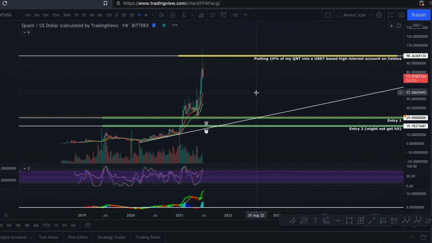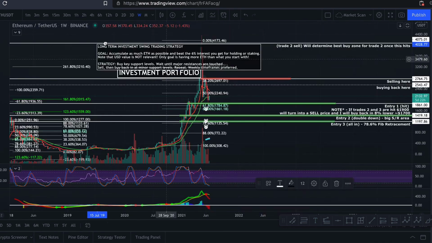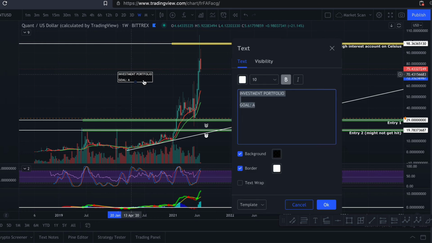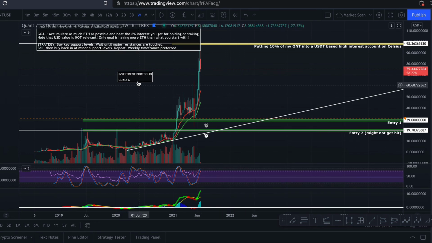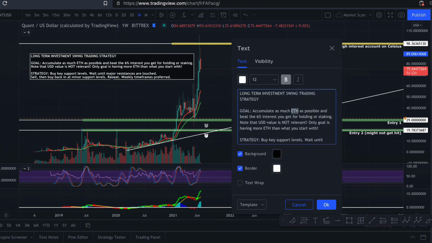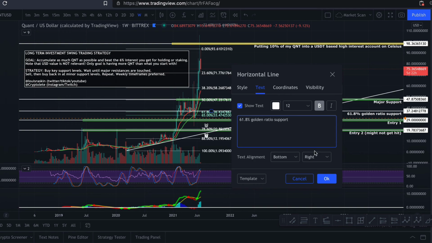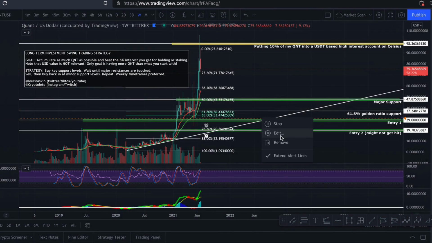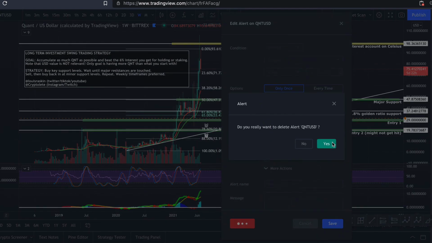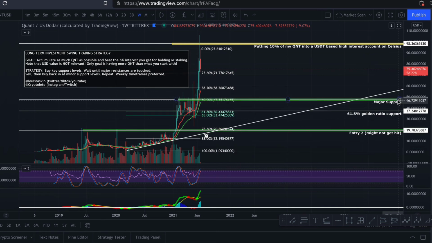Weekly chart, Quant. Let me just do this. All right, so Quant is my favorite. It's literally my favorite, so I want as much Quant as possible. All right, here we go. Okay, let me check this real quick. Yeah, no, I didn't have it. All right, this is my major support, so I'm going to buy here. This is also a major support, so I want to buy some here.